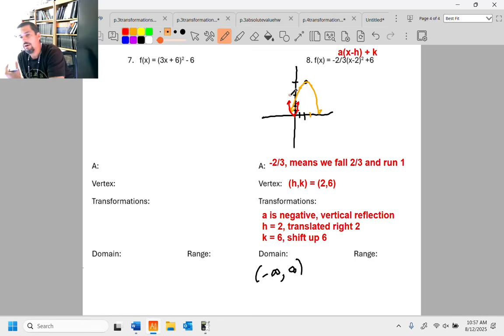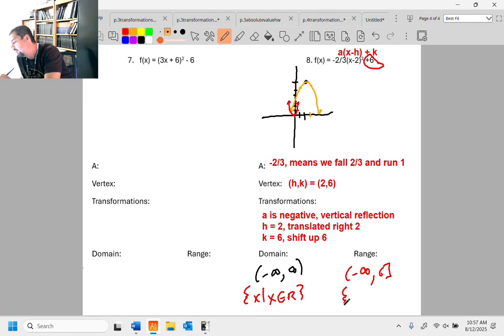Range, again, values of y, read from the lowest value to the highest value. And the lowest value is negative infinity, and the highest value is 6, with a bracket. And just because I haven't done it in a while, all values of x such that x is an element of the real. This one would be all values of y such that y is less than or equal to 6.